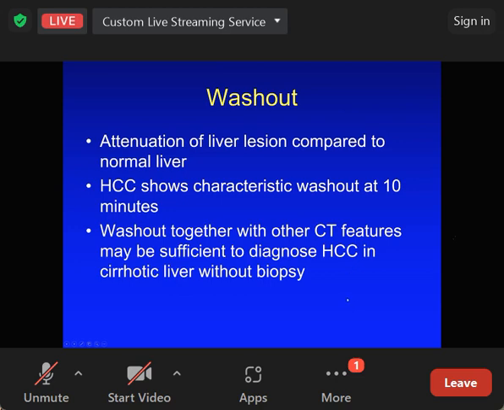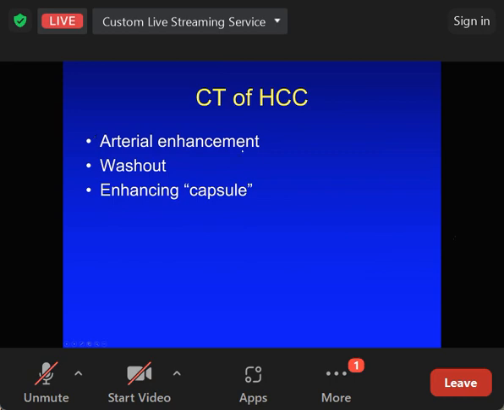And these features, together with another feature, which you'll see in a minute, can be sufficient to diagnose HCC without biopsy. But the important rider here is that this is in someone who's at high risk of HCC, i.e. someone who's got cirrhosis. So we'll have arterial enhancement, washout, and the third important observation is you'll have an enhancing capsule.